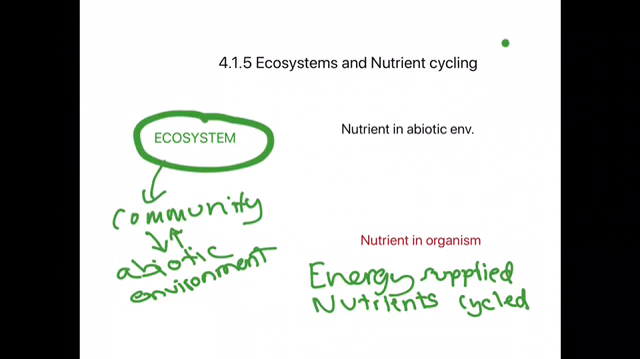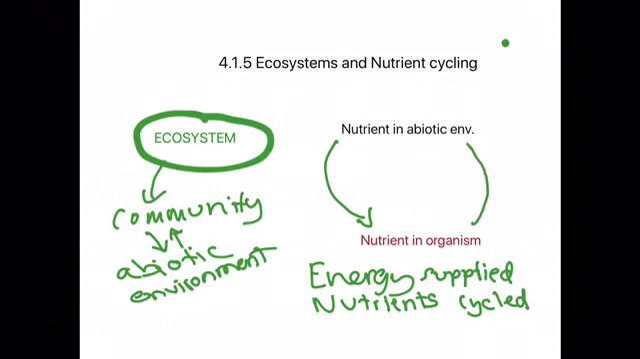So, for example, you've heard about the carbon cycle, the nitrogen cycle, all of those things. We're cycling nutrients throughout the ecosystem. The cycle usually goes like this. Nutrients in the abiotic environment, so like minerals in the soil, will be transferred to nutrients in an organism, and then eventually transfer back to nutrients in the abiotic environment.